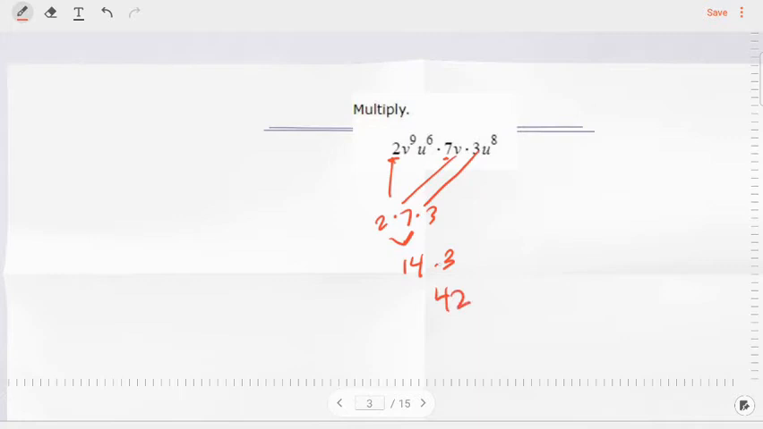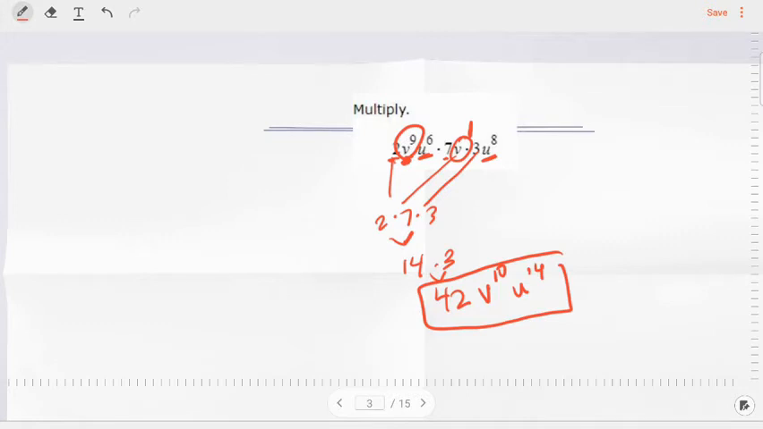So 42. Now if I look at my variables, I've got these right here and right here. There's 9 here and 1 here for a total of 10. So I'm going to write v, a total of 10 v's. And then I'm going to write u's. I know I have some u's to combine. I've got 6 and 8 for a total of 14. So this right here would be my final answer for simplifying those exponents.